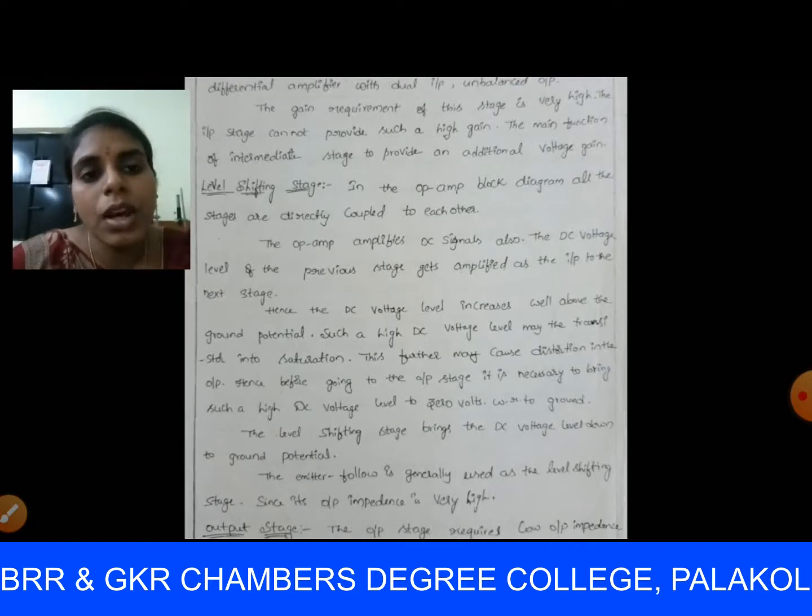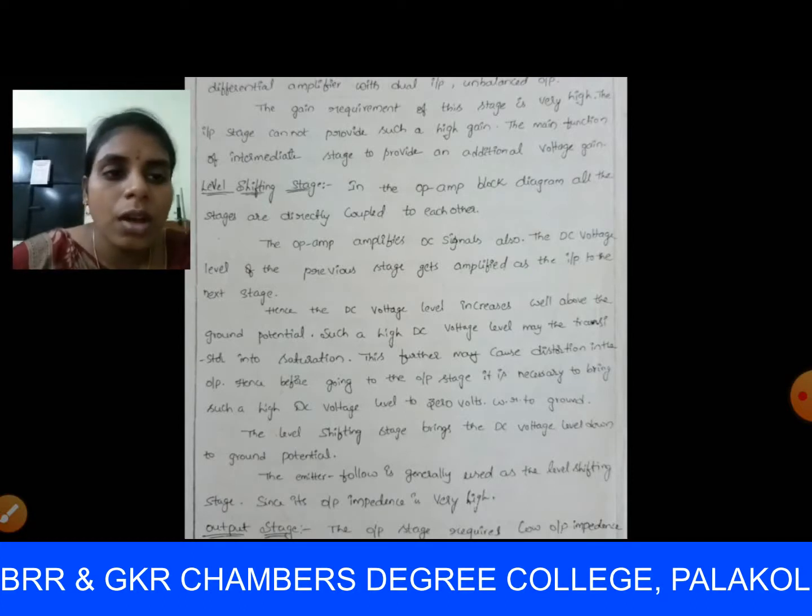Such a high DC voltage level may drive the transistor into saturation. This further may cause distortion in the output. Distortion is nothing but a change in the output. Hence, before going to the output stage, it is necessary to bring such a high DC voltage to 0 volts with respect to ground. The level shifting stage brings the DC voltage level down to the ground potential.